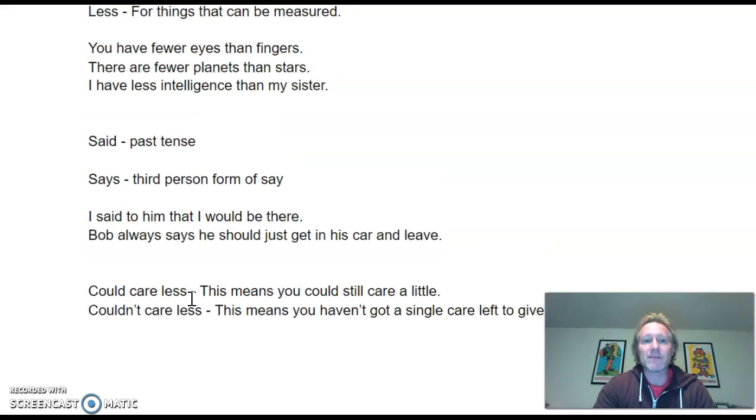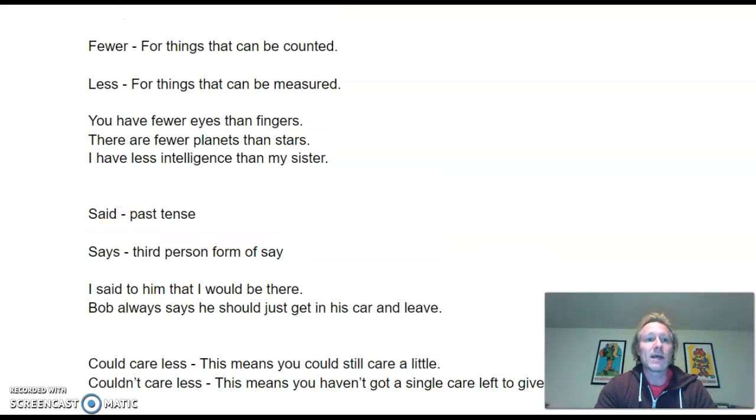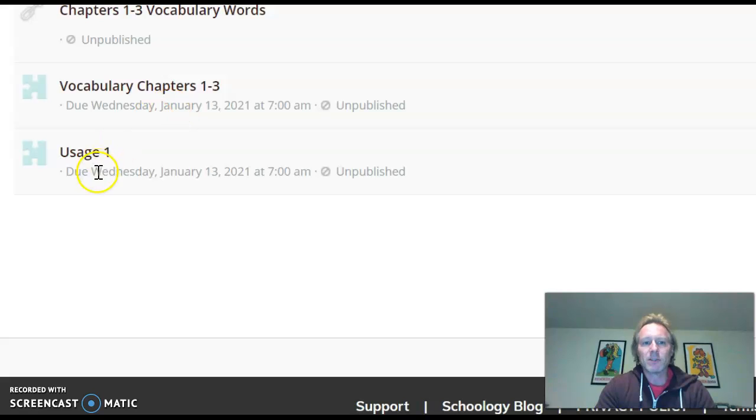All right, so those are the 5 usages that you're going to look at this week. And then when you go to Schoology, you'll see a little usage assessment for you here. And it's just 10 sentences with those words in drop-down menus. And how I've set it up this time is rather than just having you get to half and then giving you the rest of the points, you have 20 chances to get a perfect score.